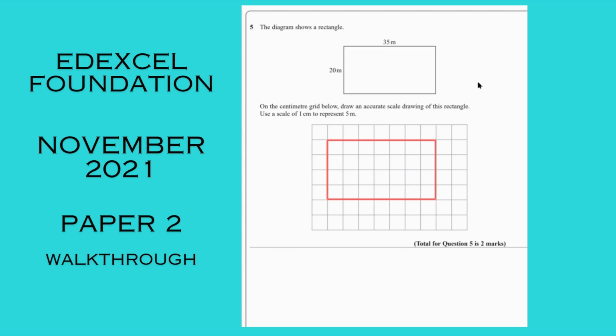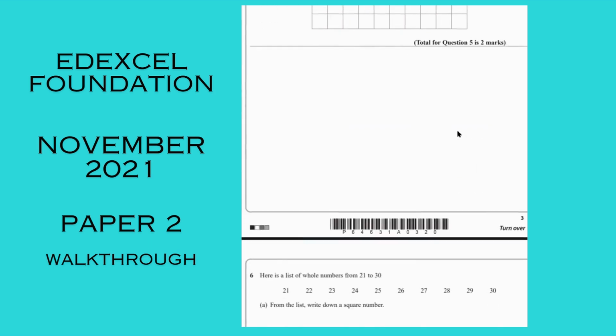As you can see, I've cheated because you don't want to waste 30 seconds of your life watching me be rubbish with technology. All you got to do is say to yourself, right, to go from meters onto a centimetre grid, we divide everything by 5. And that's what goes on the grid, a 7 by 4 rectangle.